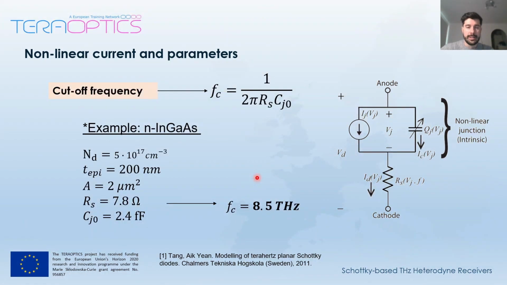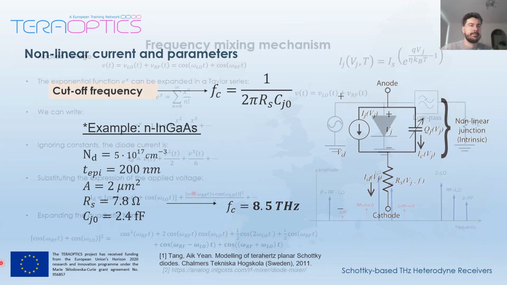If we know the resistance and the capacitance of our diode, we can estimate the maximum frequency of operation by defining the cutoff frequency like this. So if we take the example of an N-type indium gallium arsenide Schottky diode with an area of around 2 micrometers squared, so a very small area, that would lead to a resistance and capacitance of around 7.8 ohms and 2.4 femtofarads, respectively. And then the cutoff frequency is 8.5 terahertz, so we reached terahertz operation. We can use this diode for these means.